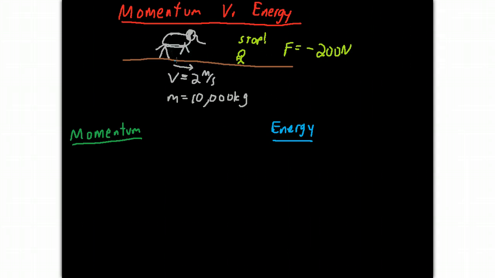So here's our elephant. It's rumbling along at 2 meters per second, and it has a mass of 10,000 kilograms. And here you are, preparing to stop the elephant. And you're going to apply a force of negative 200 newtons. Why negative? Because you're going to apply the force, of course, this way.